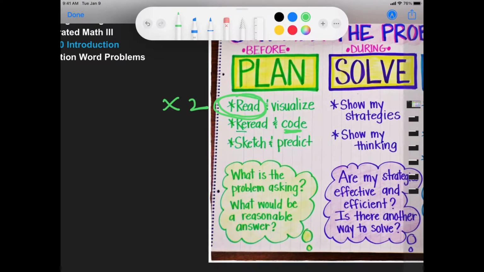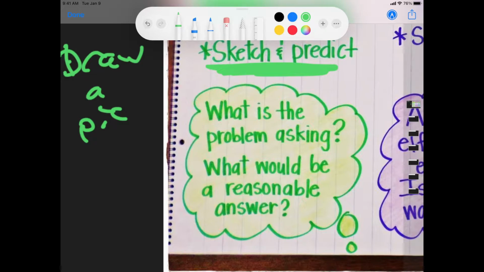Coding just basically means can you think of numbers or variables that you need. I like this one right here. This is basically draw a picture. Draw a picture. Ask a question. What is the problem asking? What would be a reasonable answer?